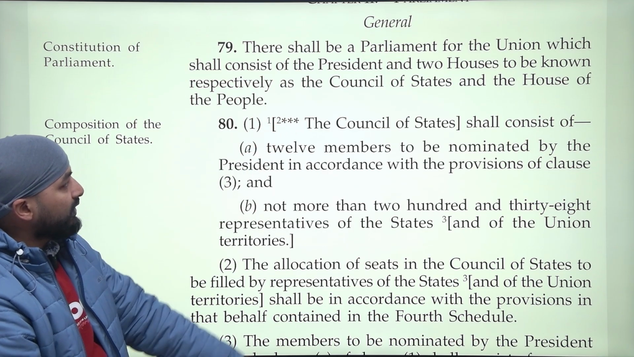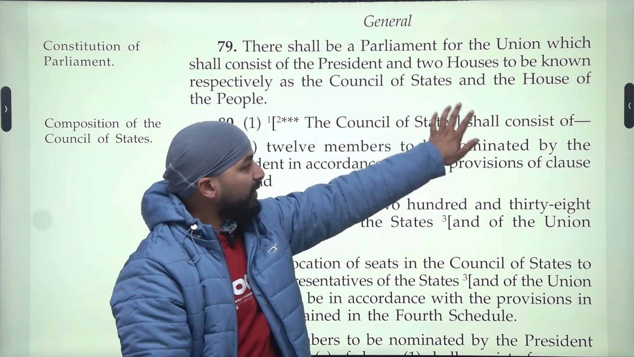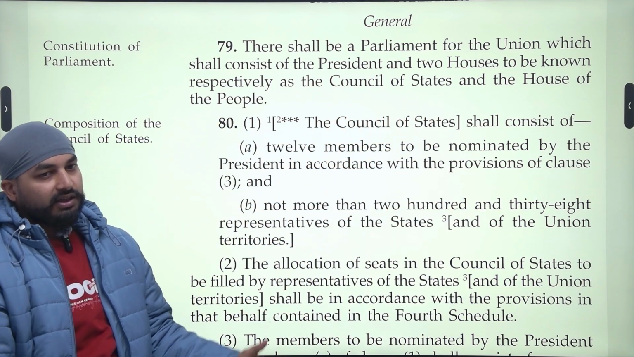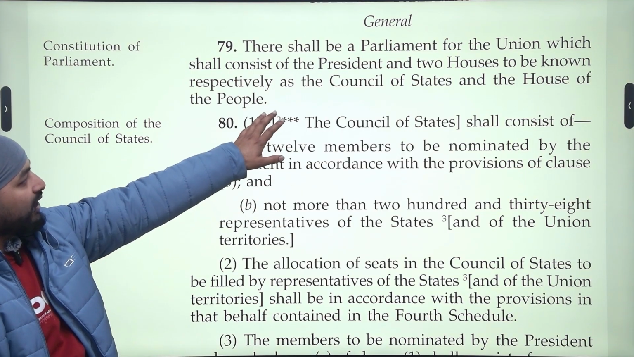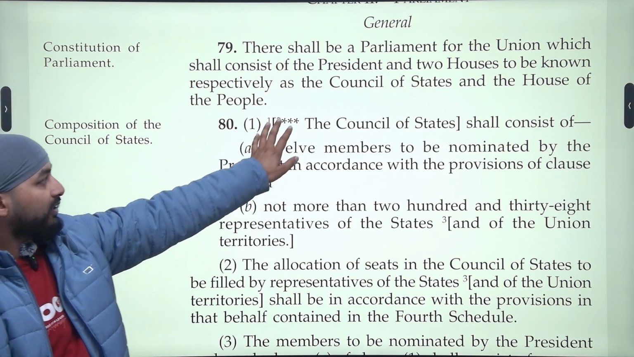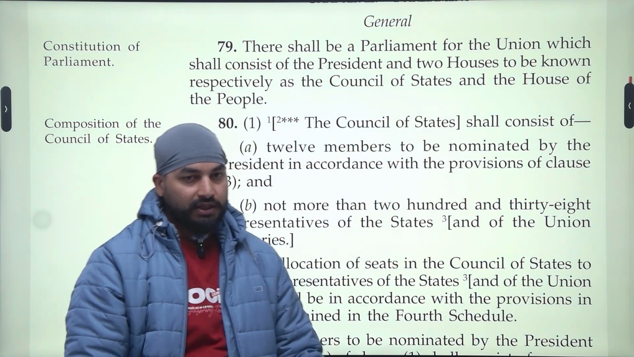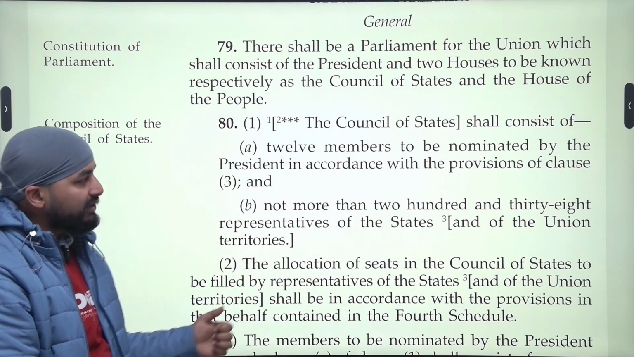There are two houses. One house is ensuring the participation of states, representation of states to the union, and one house is for the people. This House of the People is the lower house, this Council of States is the upper house. In case of UK, it is different. In case of USA, it is different. We will see all that.